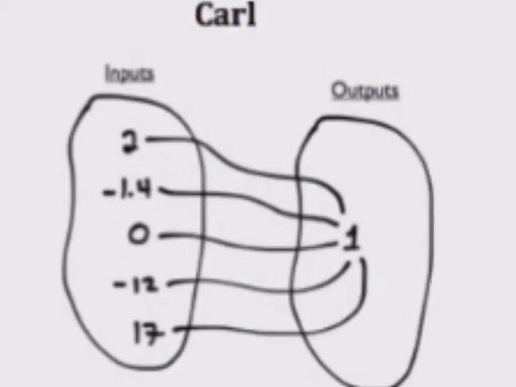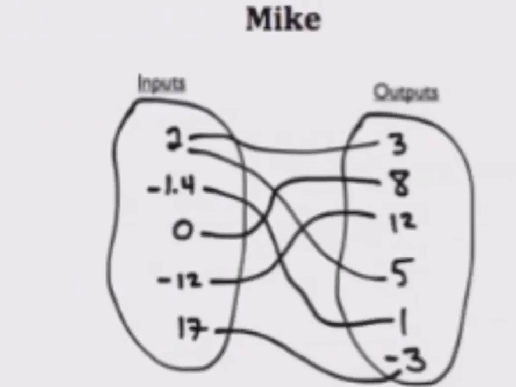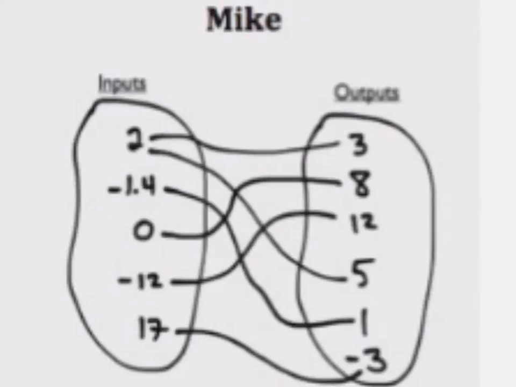Alright, let's turn our attention to Mike. If we zoom in on Mike, we can immediately see that the input 2 has two separate arrows coming from it, going to two different outputs. Therefore, we immediately say that Mike is not a function because the input 2 has multiple outputs, namely 3 and 5. Always want to be very specific as to why something is not a function.